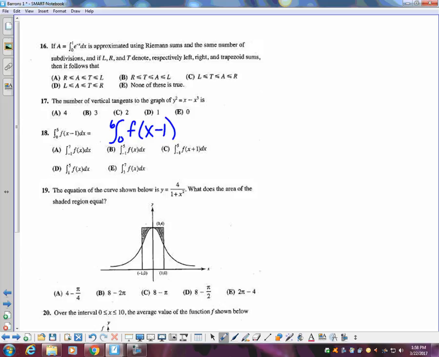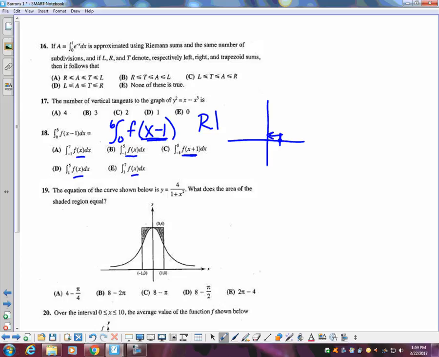Okay, so what does it mean when you have a negative 1 inside your function? Because if you look, all your answers, except for one, are just plain old f of x. So what does that minus 1 do to this function? Well, that shifts it right 1. So whatever f of x was, it has been shifted right 1. And my integral is from 0 to 6. Well, that means if I go back to my original function, I'm going to be coming back 1.